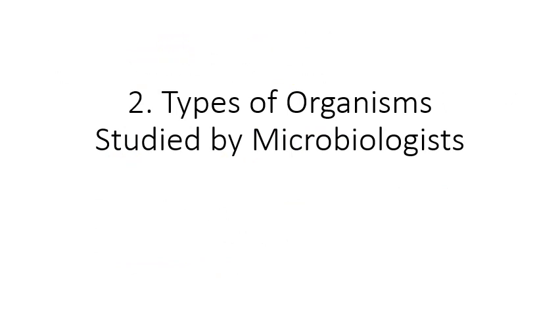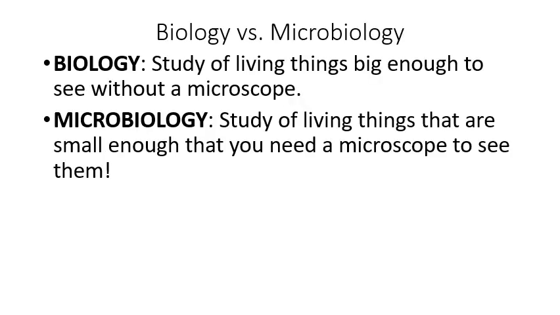Okay, let's again review some of the different types of microorganisms that we're studying in this course, and let's look at the difference between a bacteria, a protist, a fungus, a helminth, and so on. As we said earlier, biology is the study of living things that are big enough to see without a microscope, and microbiology is the study of living things that are small enough that you need a microscope to actually see them.